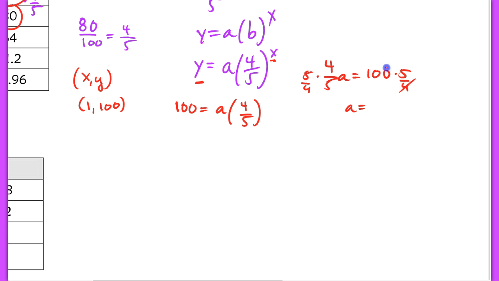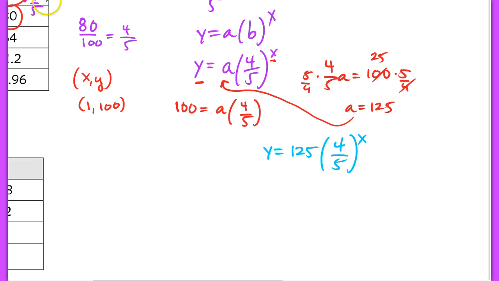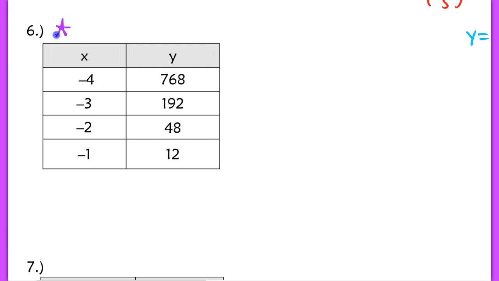Canceling here, this goes in 25 times. I end up with 125. So my equation then, once I plug the a value back into here, is y equals 125 times 4/5 to the x power. Okay, I'm going to let you guys work on number 6 on your own.